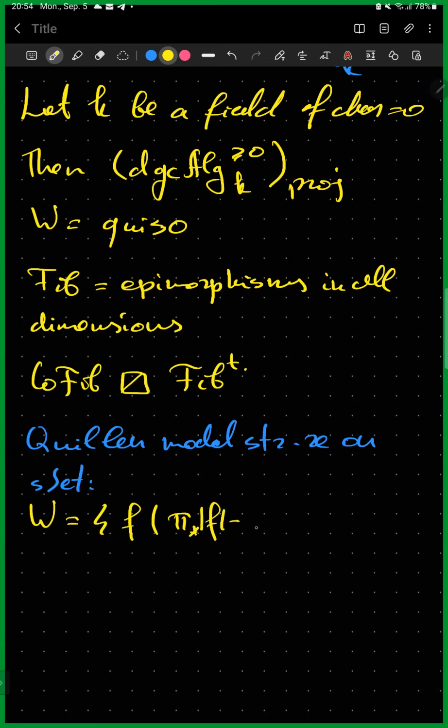Of geometric realization. So fibrations are fibrations. We'll definitely talk about this stuff later. And cofibrations are just monomorphisms of simplicial sets.